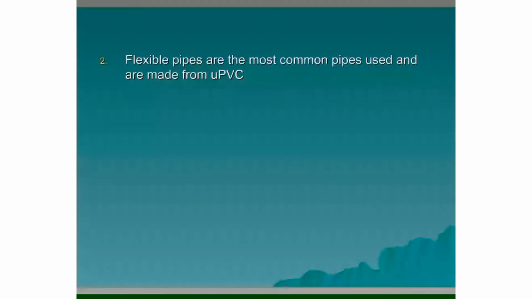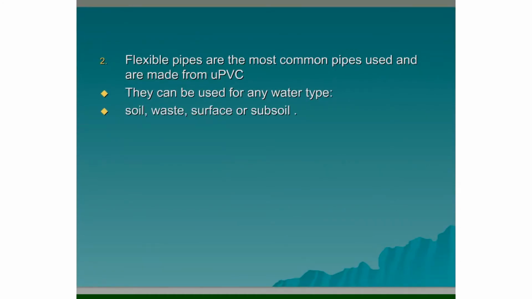The second one there, flexible pipes. These are the most common pipes used and are made from UPVC, that's unplasticized polyvinyl chloride. They can be used for any water type: soil water, wastewater, surface water or subsoil water.